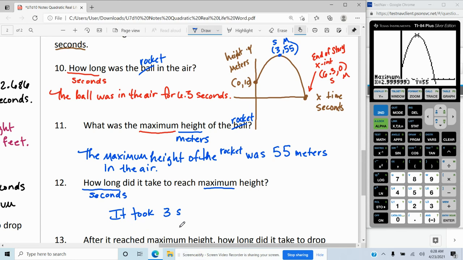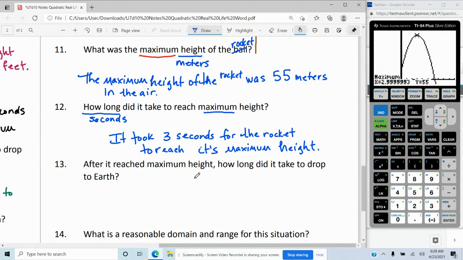Okay. It took 3 seconds for the rocket to reach its maximum height. Okay?